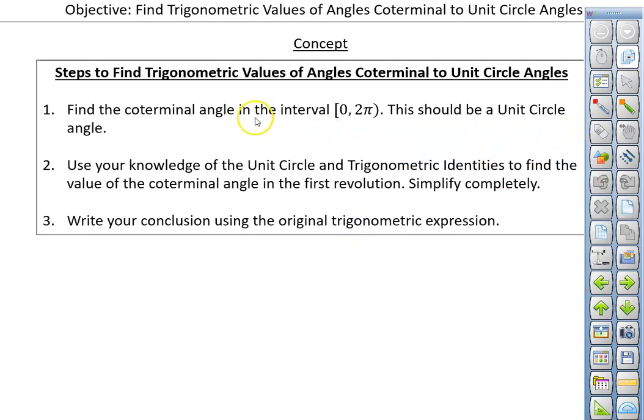So we need an angle that's coterminal in our first revolution between 0 and 2 pi. We're exclusively going to be working with radians this time. And then we use our knowledge of the unit circle and our trigonometric identities to find whatever value we need. And then that will be the sine, cosine, tangent, cotangent, secant, cosecant of the original angle that was coterminal to this unit circle angle.